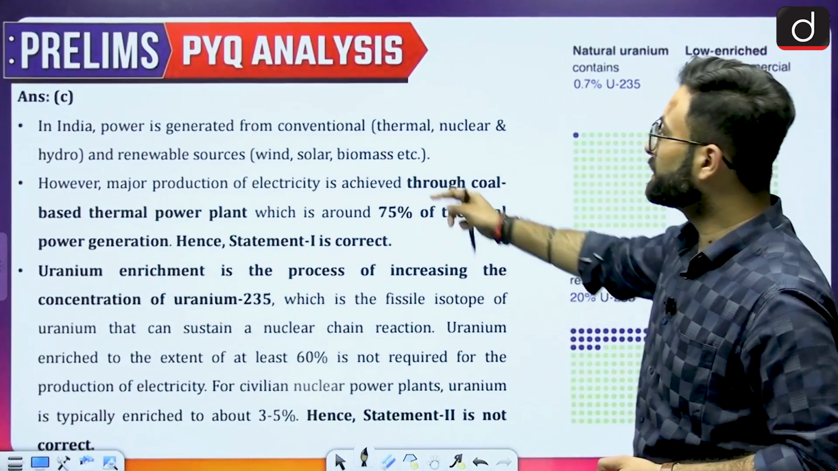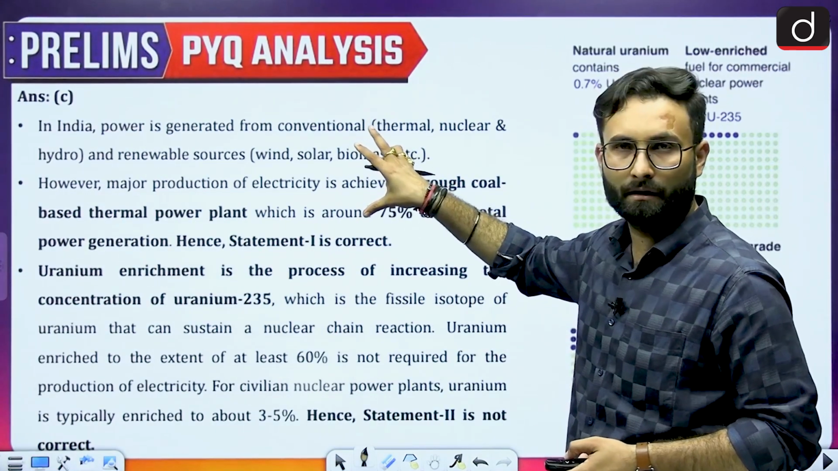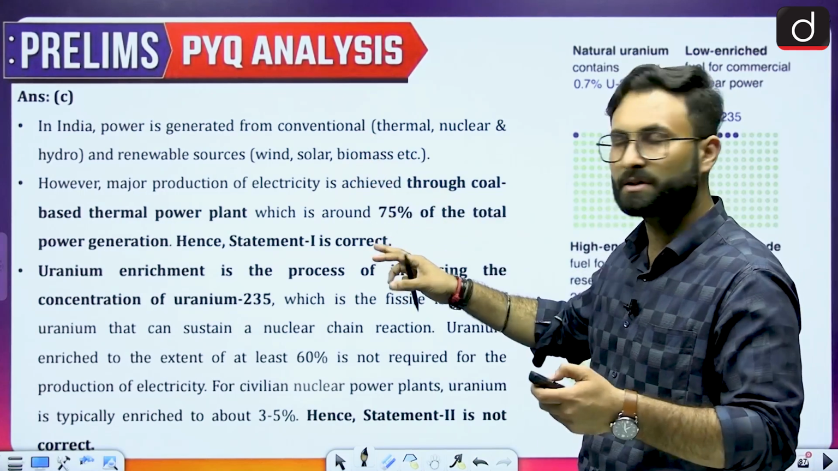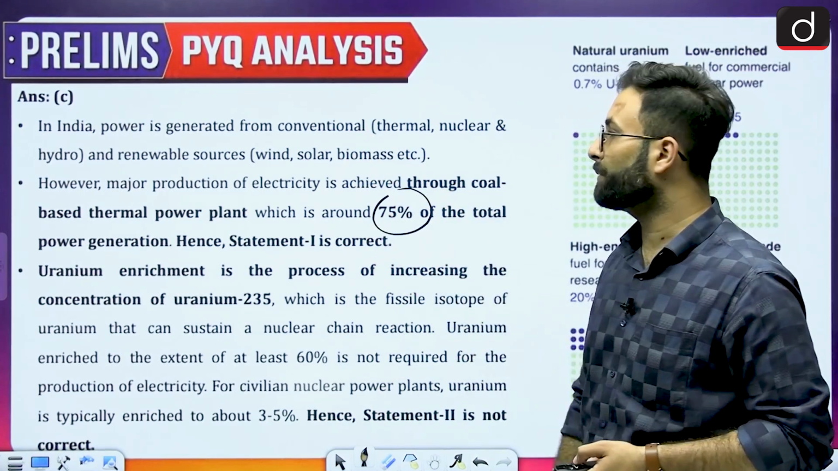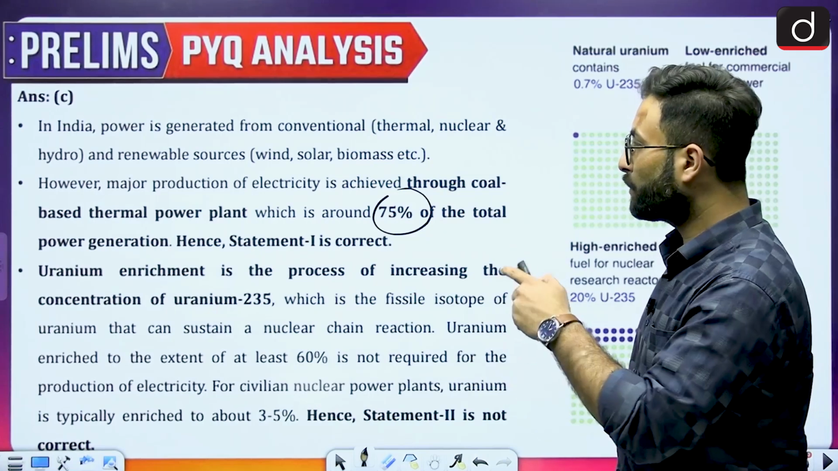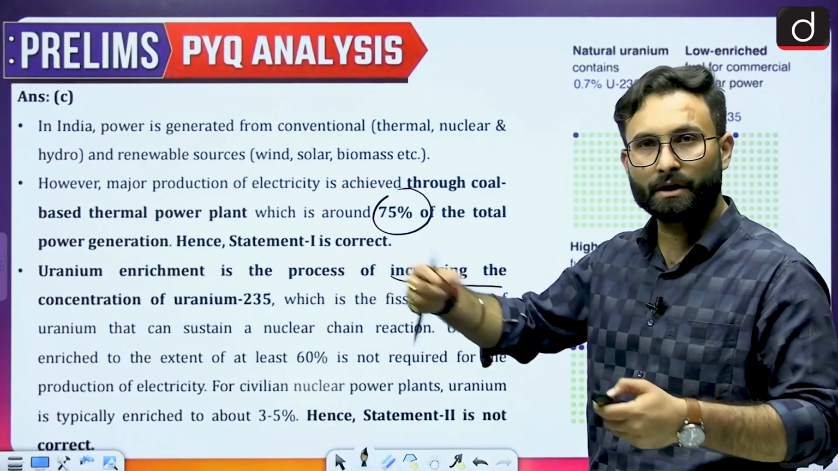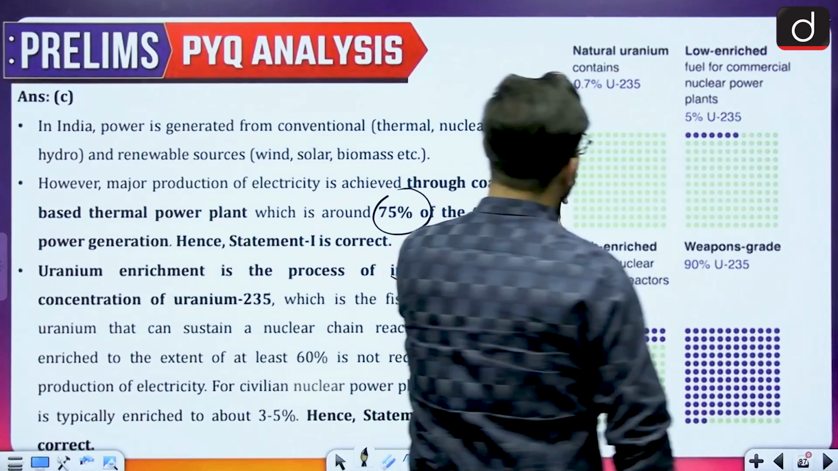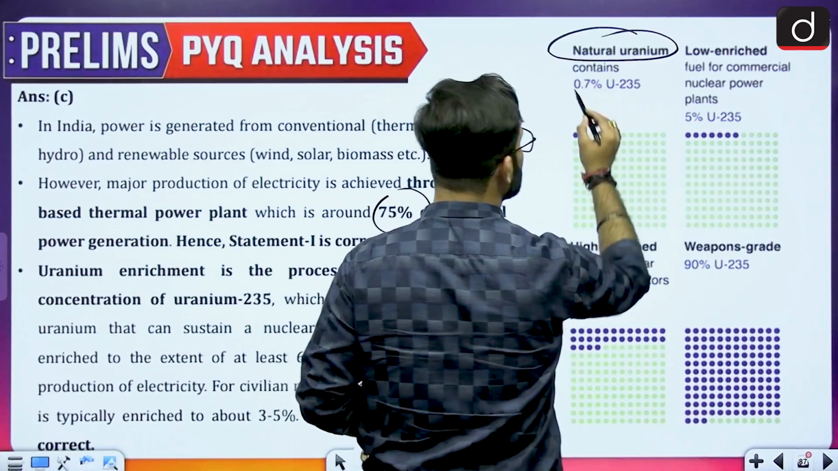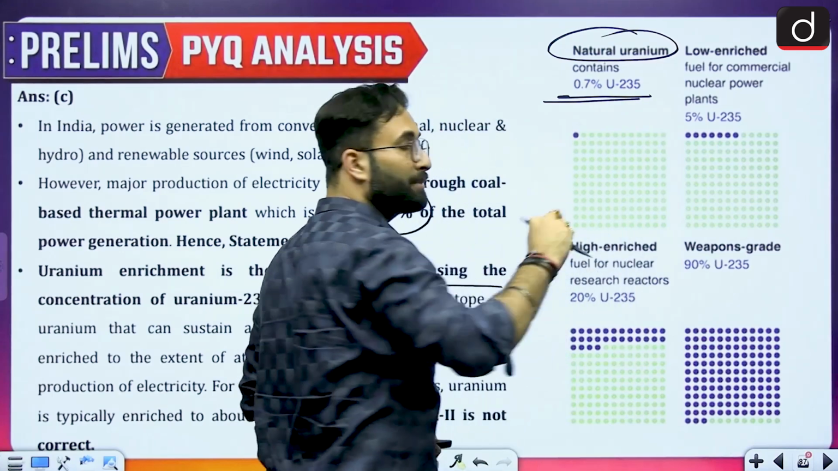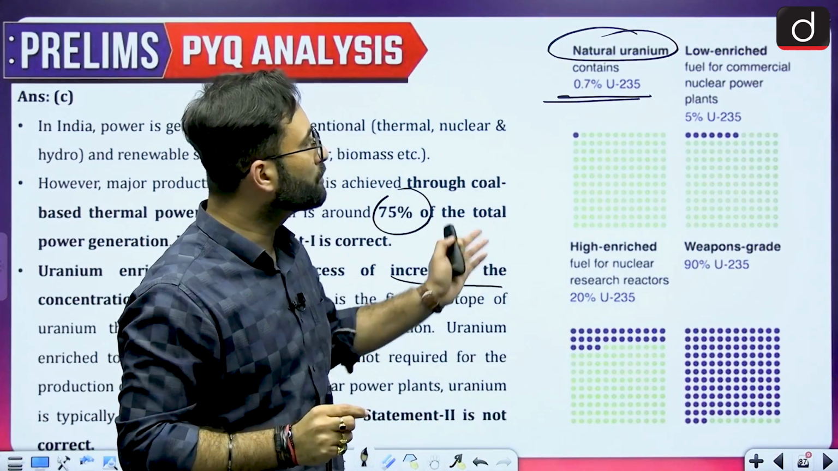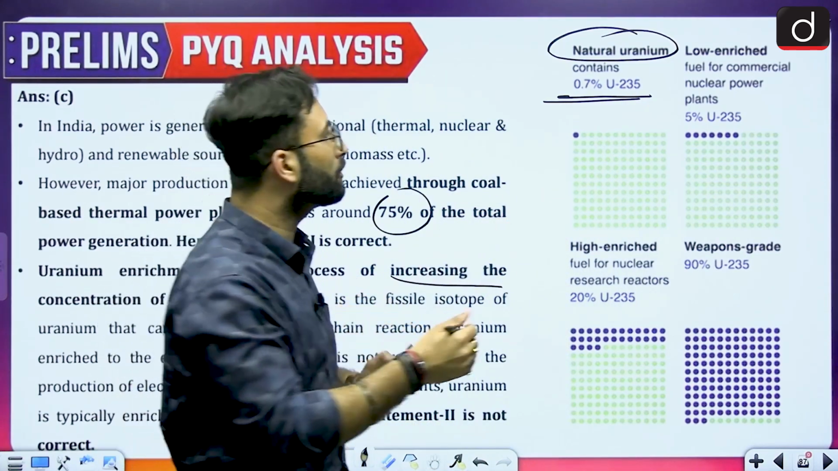Here you can see, when we are talking about thermal electricity generation, that is nearly 75% of the total power generation. And when we talk about uranium enrichment, that is the process of increasing the concentration of uranium. Natural uranium is generally found in a 0.7% enriched state, and then we increase the content over here.